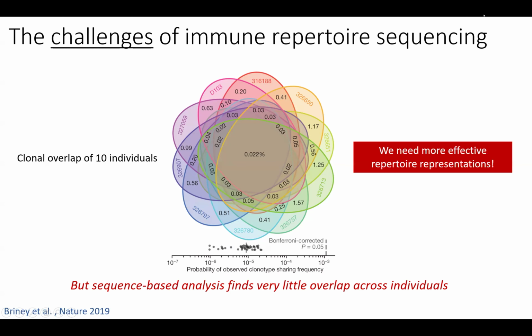And that comes to the running theme of this presentation, which is that the issue is not so much that you're not seeing overlap, it's that you're not measuring it correctly. You don't have the right representation to capture the functional overlap that you have across these individuals, even if you don't see a sequence overlap between them.